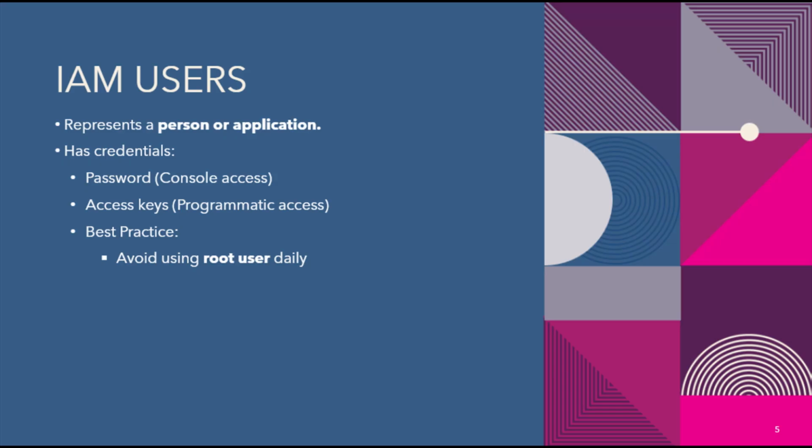IAM users. IAM users represent individual people or applications. Each user can have credentials like a password for AWS console access, and access keys for programmatic access. A best practice is to avoid using the root user for daily activities.